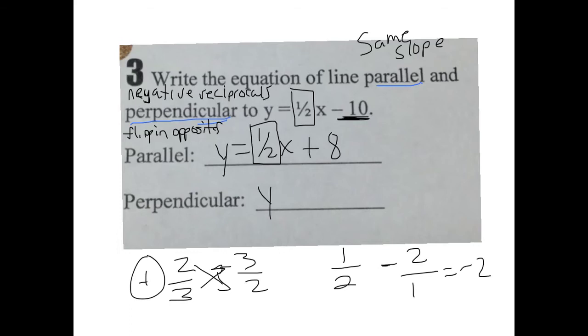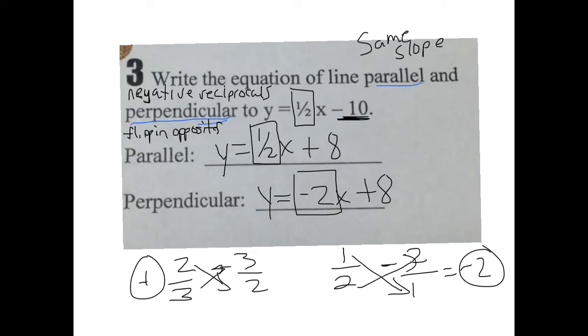So y equals negative 2x, and then I can put anything I want on the bottom of this because they are perpendicular to each other. So I could just put plus 8 again. Okay. So all I'm doing is comparing this number to that number. Those are flipping opposites. Those are negative reciprocals. 1 goes to the bottom, 2 goes to the top. This one was positive, so this one has to be negative.